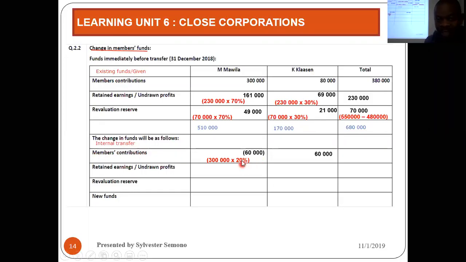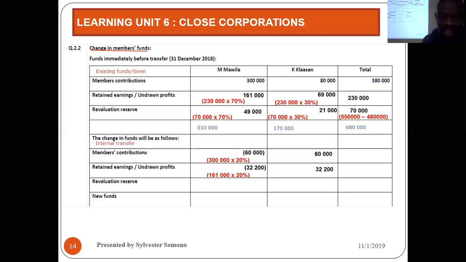I just said 20% of this 300,000. The same applies to retained. The retained here for Mawila is 161. I must take 20% of that. Can you see now? I'm going to say for Mawila retained earnings, 161 times 20%. I take it out and I give it to Lassie.